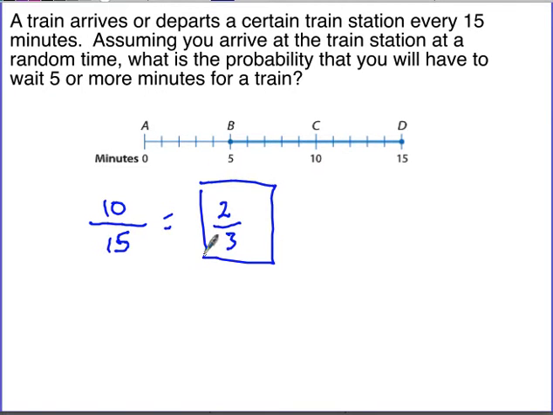And that's the probability that you'd wait 5 minutes or more for a train. Okay?